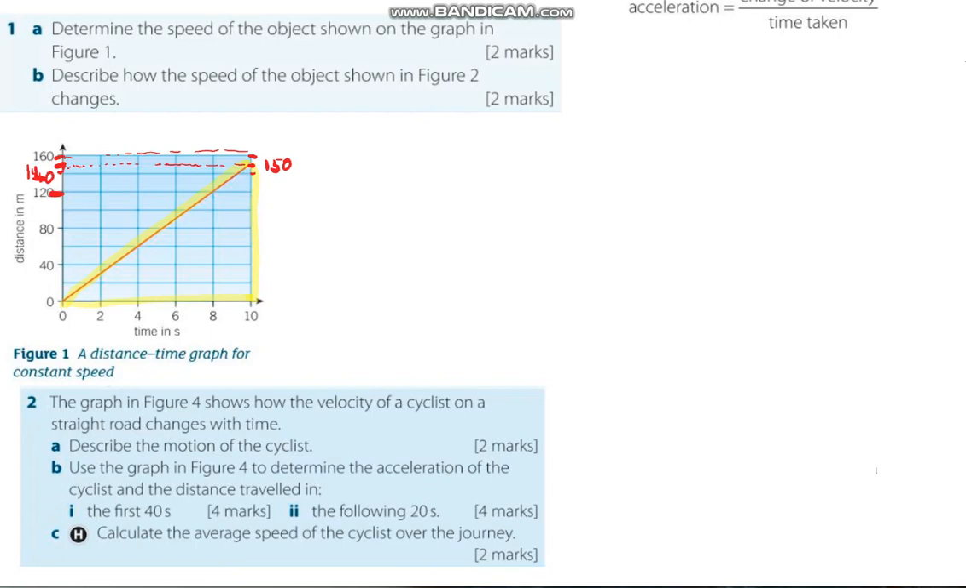So in our equation, the height of the triangle, this height here, is 150 meters per second. So our gradient equals 150 divided by the base of the triangle, which given along the bottom here goes from 0 to 10. So our gradient is 150 divided by 10, which is 15, and our gradient is the speed of the object, so our gradient is going to be in units of meters per second. So the gradient is 15 meters per second, that's the speed of the object.